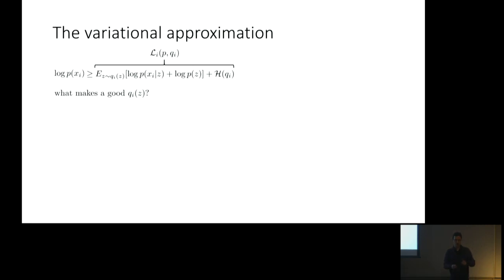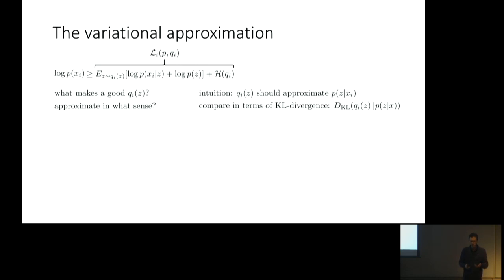Okay, so what makes a good Qi of Z? Well, the intuition is that Qi of Z should approximate P of Z given Xi. The intuition kind of makes sense because we had this expected log likelihood before and so on. But we'll actually derive why this is not just intuition, it's actually a mathematical truth. So in what sense should we approximate it? Well, we've just learned about this KL divergence thing, so let's try KL divergence. It seems like maybe worth a shot. So what if we try to approximate by minimizing a KL divergence of this sort?